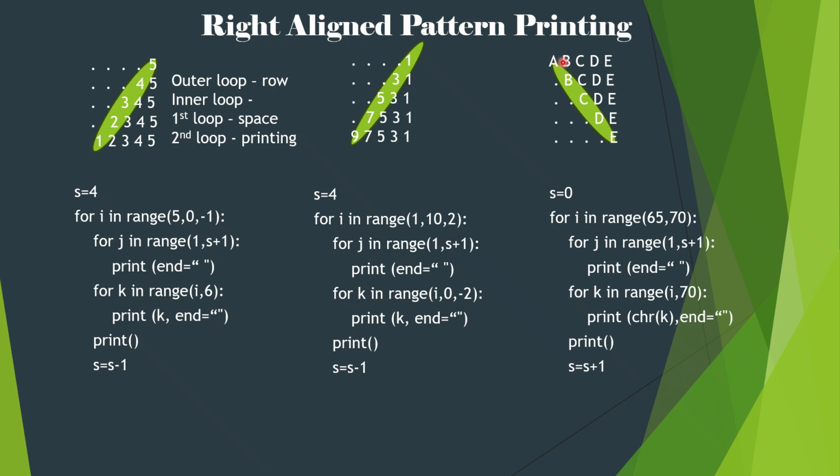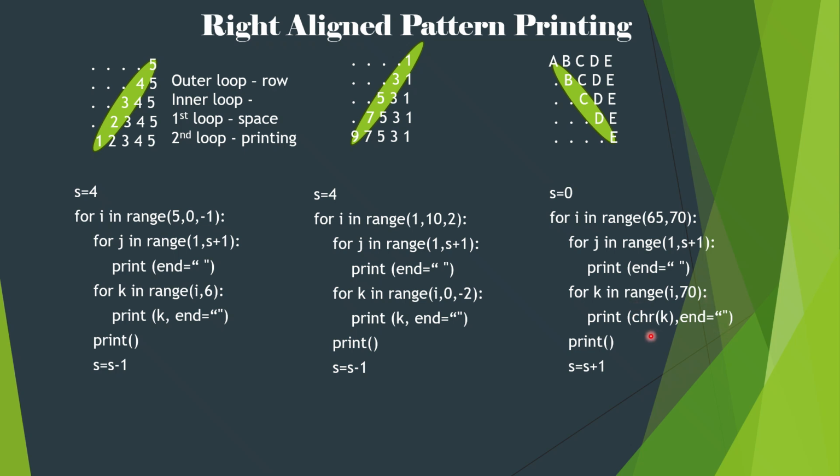How? The lines are beginning from A to E, B to E, C to E. That means every line begins from i and ends at E. E means 69, so that means the loop should go up to 70. So this loop is running i to 70 in increment order. As you know, if we don't write any update, by default there is an update of plus 1.